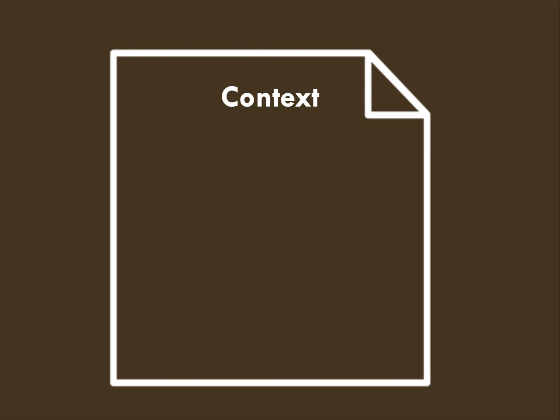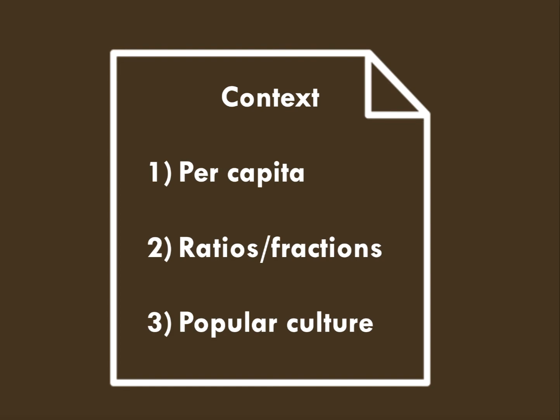If you plan to use text or icons to present your data, consider whether you can provide any context for them to make them more understandable to your audience. 3 ways to add context to data are to present them as per capita figures, ratios or fractions, or with a comparison to popular culture.